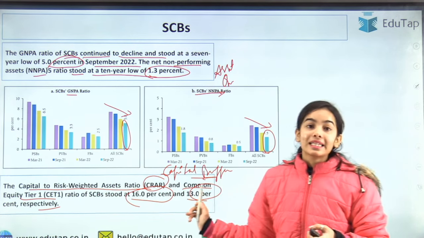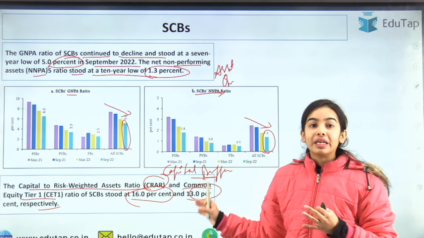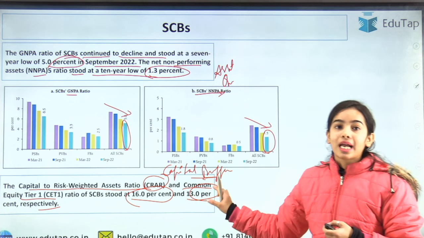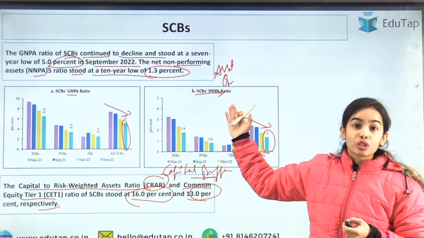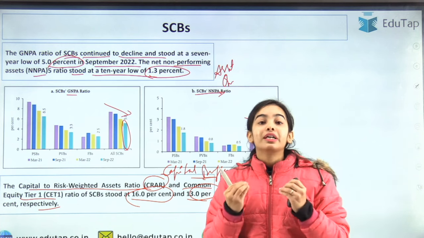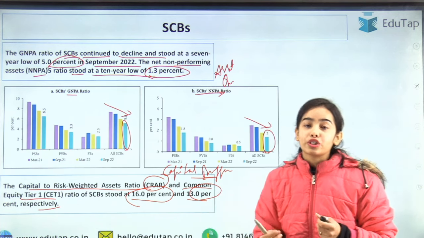So you can understand that the capital buffers the scheduled commercial banks are maintaining are quite good. They are very good, the capital buffers. The asset quality is also improving. The credit growth has improved. It is a decadal high of 17.4%. So this is all showing how strong our fundamentals are, how strong our foundation is.